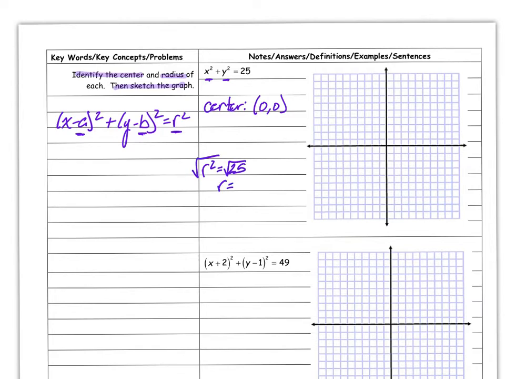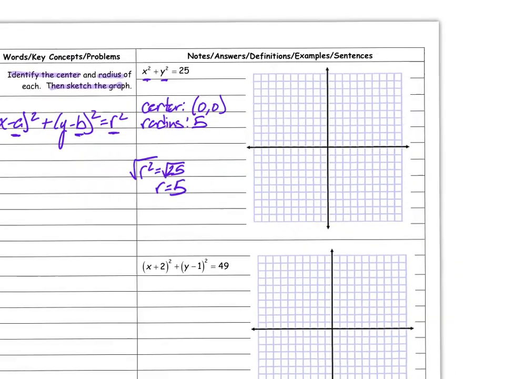And in this case, radius is a distance. Can my distance be negative? No. So that means it's not negative 5. It is only positive 5. So my radius is 5. Okay, so now we're going to graph it.